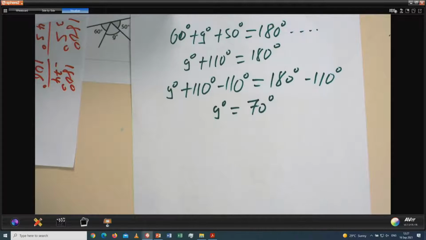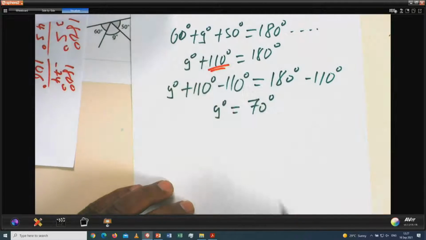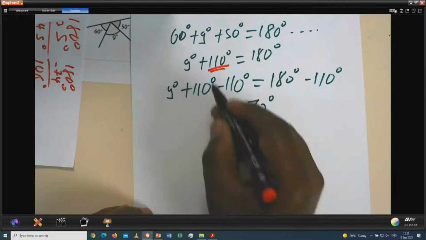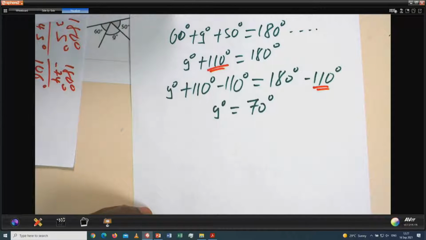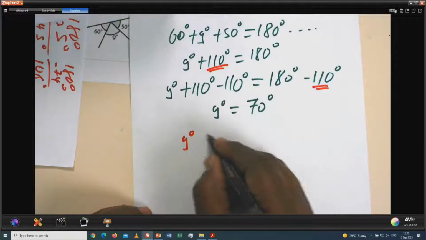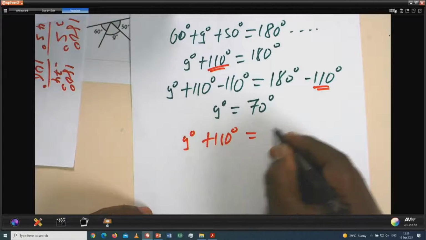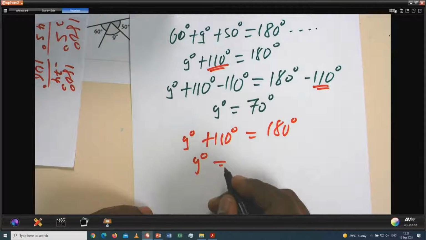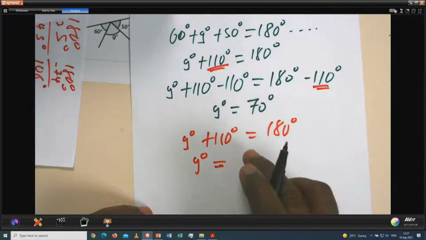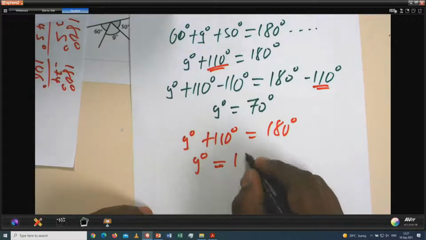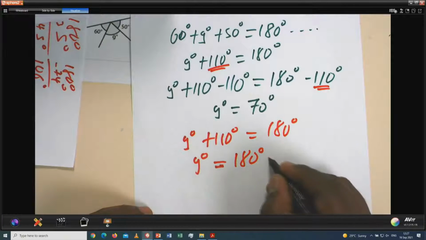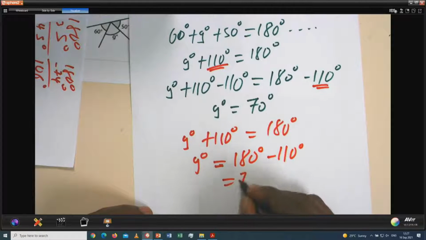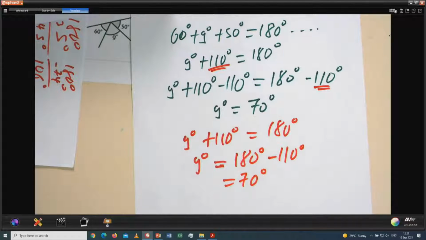In grade 9, they transpose. They say, okay, G degrees plus 110 degrees equals 180 degrees. Therefore, G degrees, when this transposition happens, the sign will change. If it was positive, it will become negative, and you get your 70 degrees. Just a reminder of how equations are done, but that's what we're busy doing now.